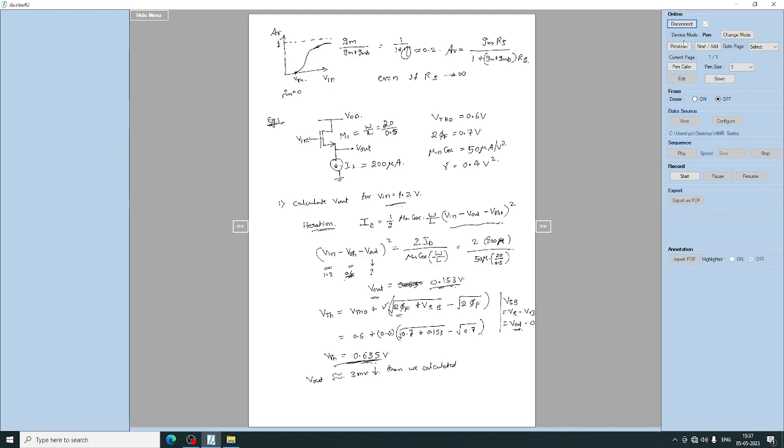This means that V out is approximately 35 millivolts less than what we calculated. What did we calculate? 0.153 volt. So your actual V out happens to be 0.119 volt. This is the actual output voltage of the given circuit. So this is one of the questions that is asked in the circuit.